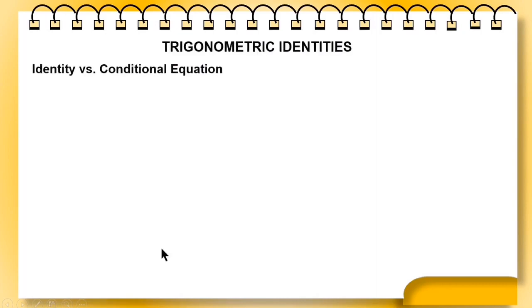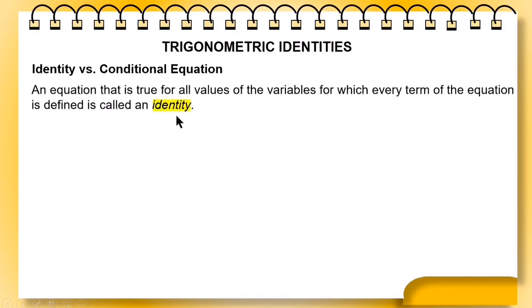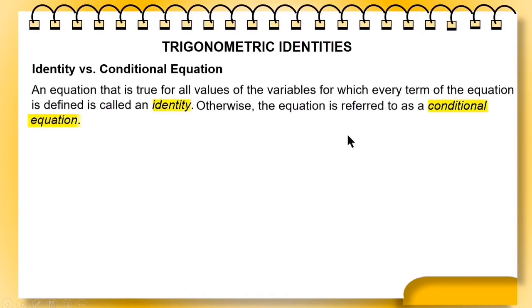In this video, we're gonna talk about trigonometric identities. We begin the lesson with a definition of an identity and a conditional equation for equations involving circular functions. An equation that is true for all values of the variables for which every term of the equation is defined is called an identity. Otherwise, the equation is referred to as a conditional equation.